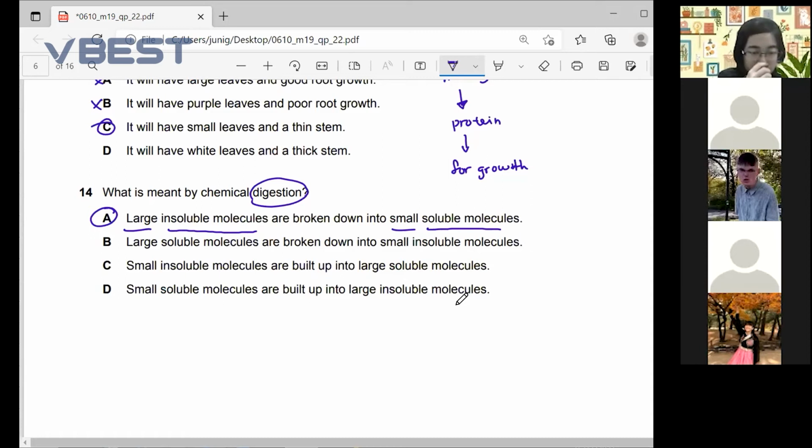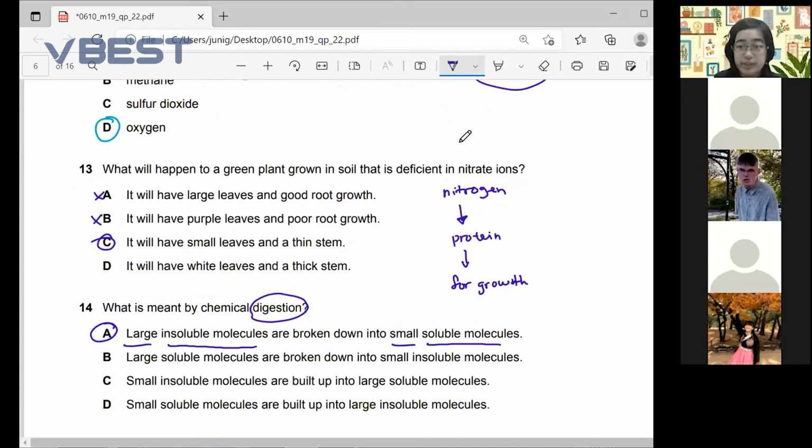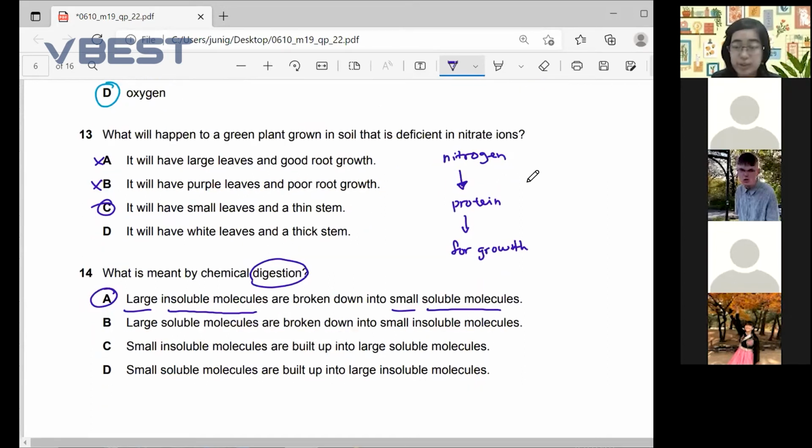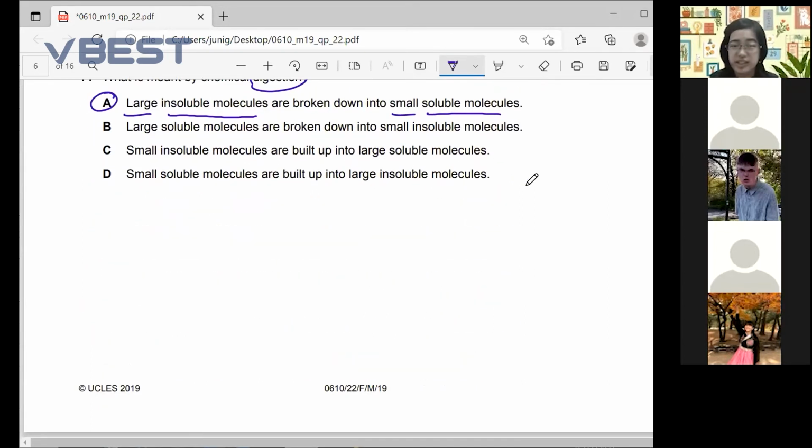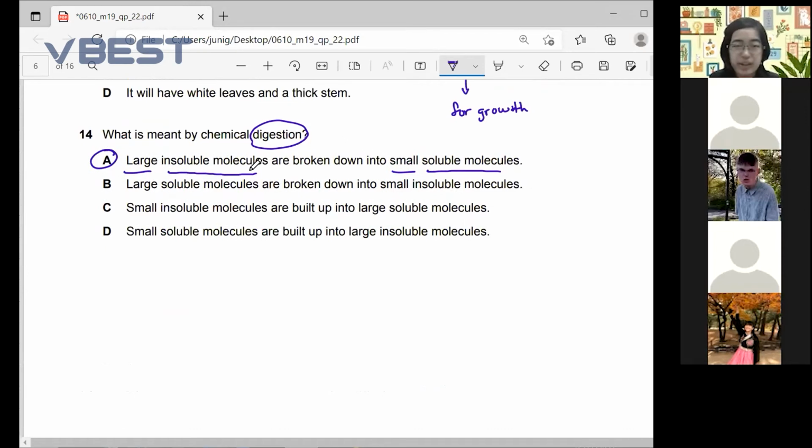You ask what will make the root growth become poor? If it's lacking in nitrogen, the plant root growth will also be poor. The plant will just overall be very stunted, very unhealthy looking. So where were we? This is the definition for chemical digestion. Physical digestion is large particles into smaller particles. There won't be any chemical change in physical digestion, mechanical digestion.